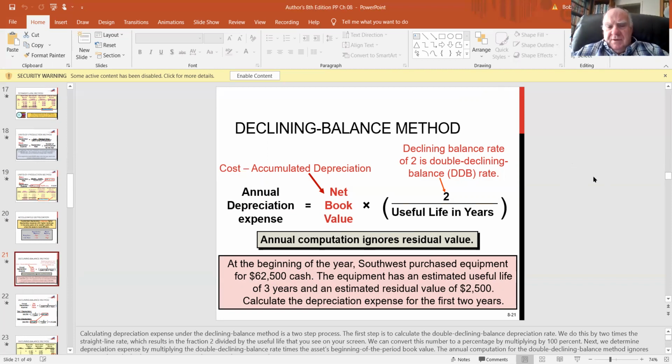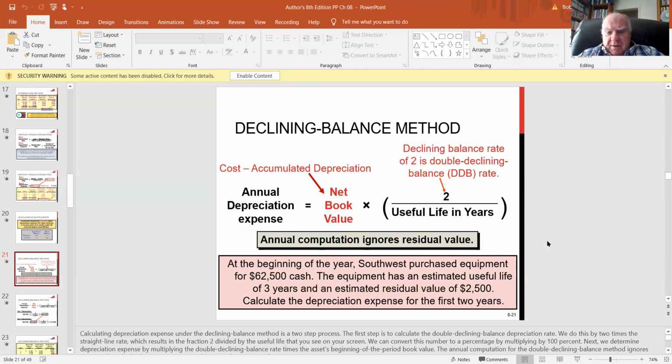Double declining balance. I guess you could have triple declining, but I've never seen it. Double declining balance. And to make it as simple as we can, we mean double whatever the straight line rate would have been, okay? So let's see what we have here.